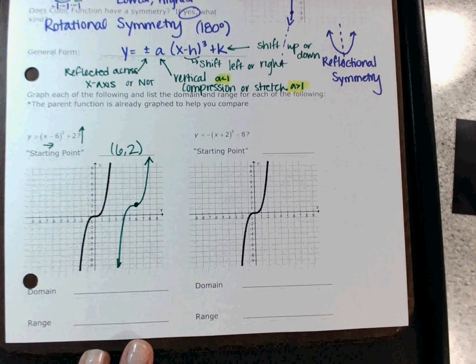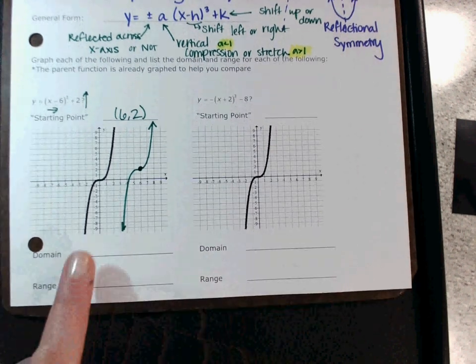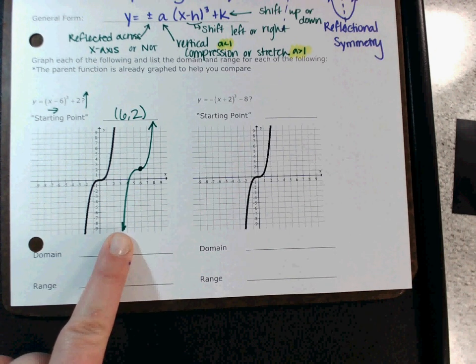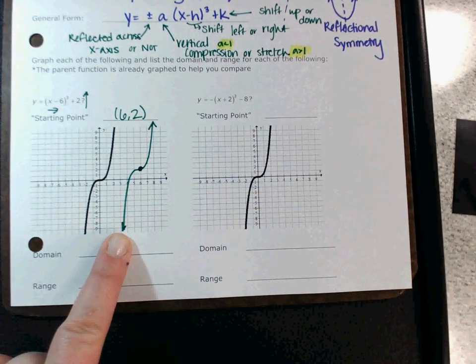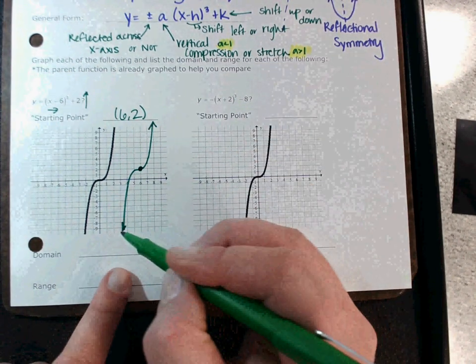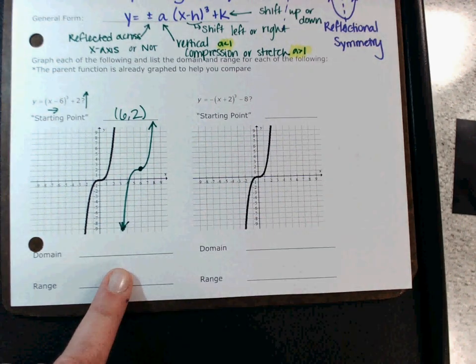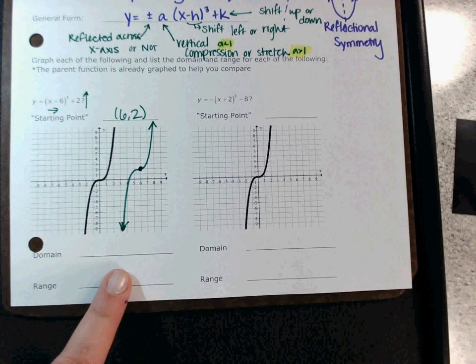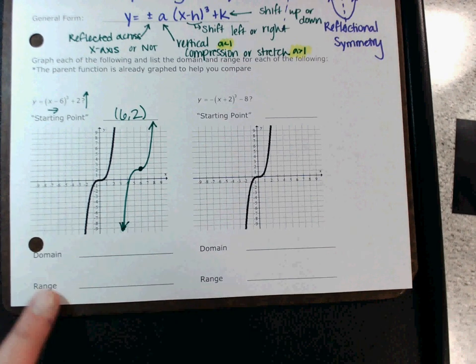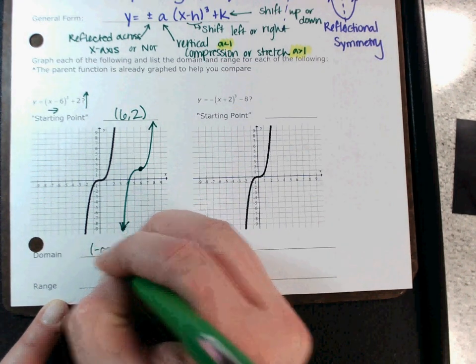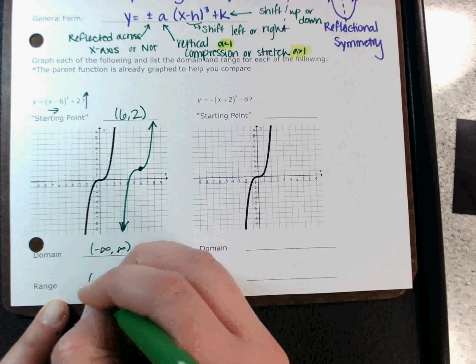Okay? Now, think about your domain and range for a second. How far to the left does this graph go? Negative infinity. How far to the right does it go? Positive infinity. What about your up and down? How low does it go if I have an arrow? Negative and then positive infinity. So for all of these graphs, no matter where you shift it, because the branches are facing opposite directions, okay, these are always going to be negative to positive infinity.